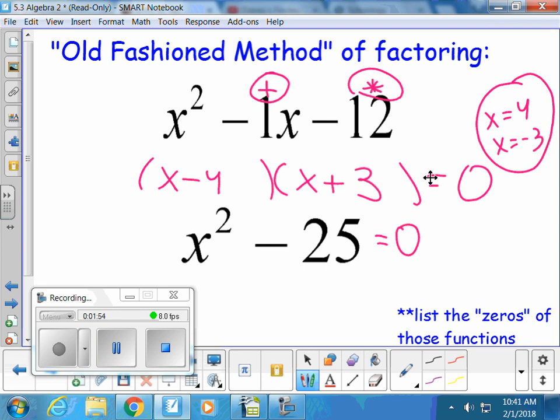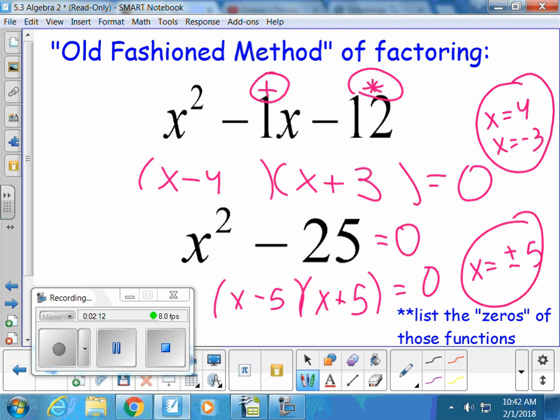Let's set it equal to 0 and find the solutions of this binomial. So factoring is an easy way of doing it. What numbers multiply to negative 25 and add to 0? 5 and 5. One's positive, one's negative. And so my solutions, positive 5 and negative 5. You can write it like that. Fine.